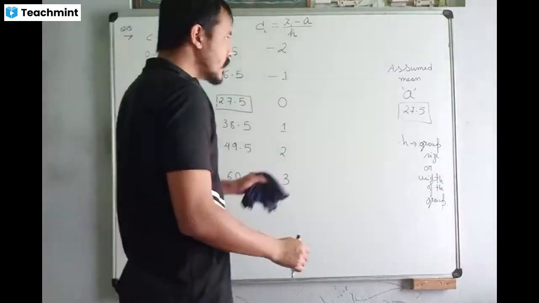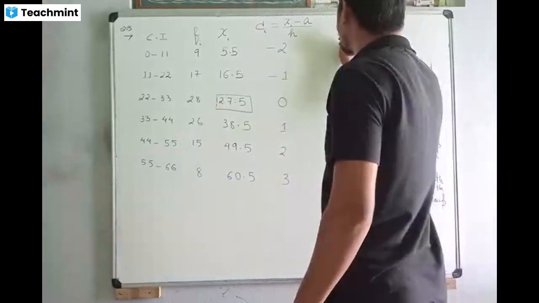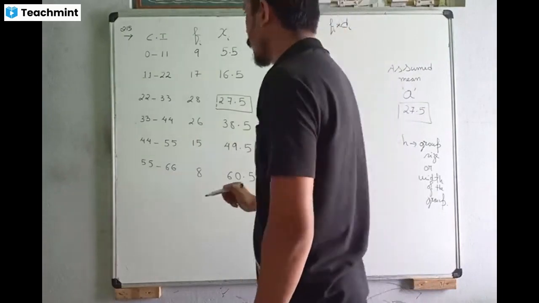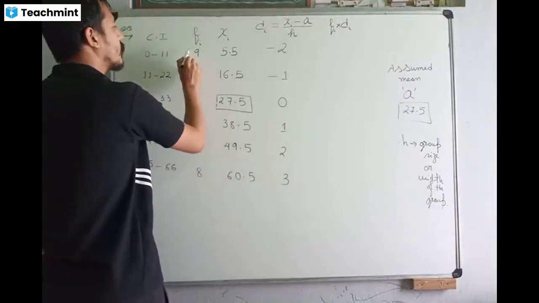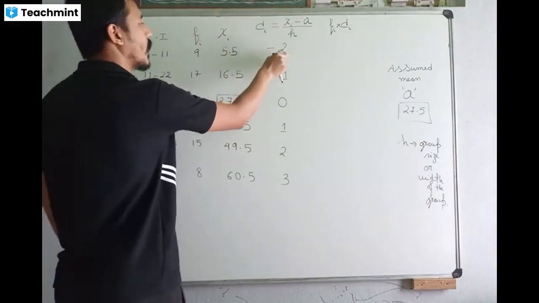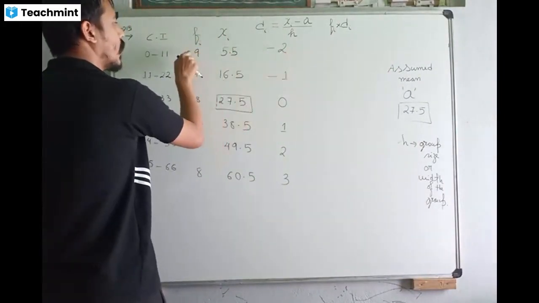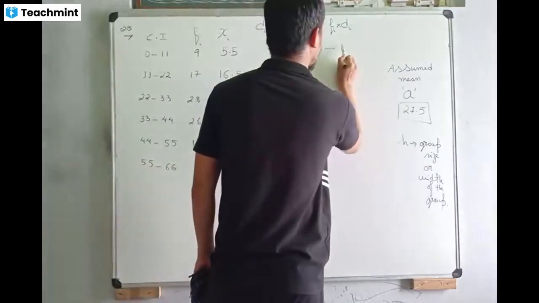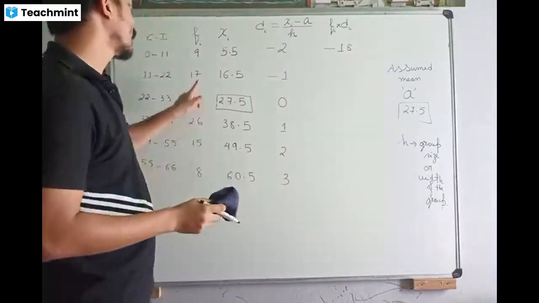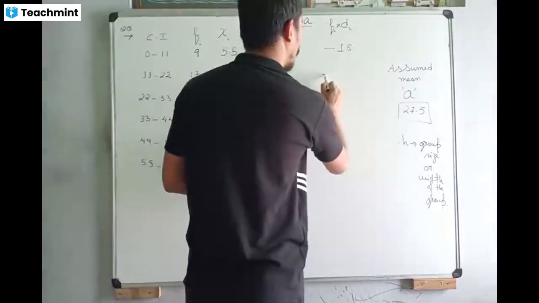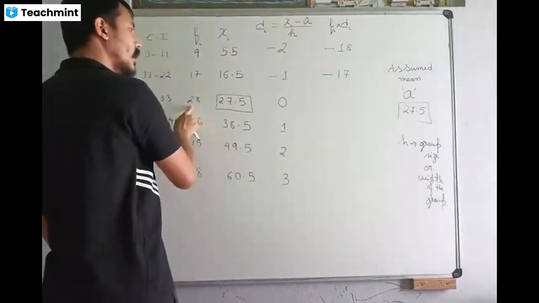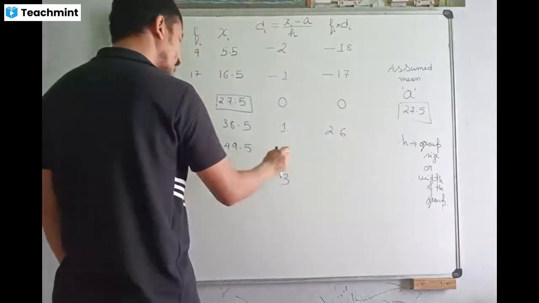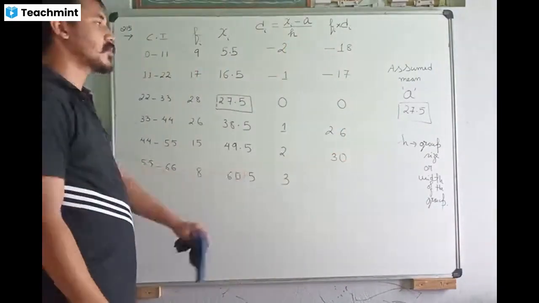Now the next thing is to find the product of the frequency and the deviation. Fi is 9, di is minus 2, 9 times minus 2 is minus 18. 17 times minus 1 is minus 17. 28 times 0 is 0. 26 times 1 is 26. 15 times 2 is 30. 8 times 3 is 24.